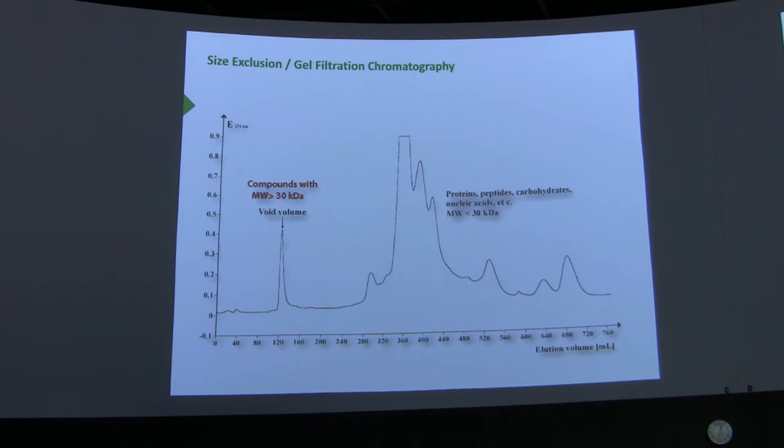And the molecules that are smaller than 30,000 come out later. And you see several peaks. We actually do see some separation that happens with this. The farther we go to the right, the smaller the molecules will be, because the smaller they are, the more likely they will travel through tunnels. That's not a perfect technique, but it's a pretty cool way to separate on the basis of size.